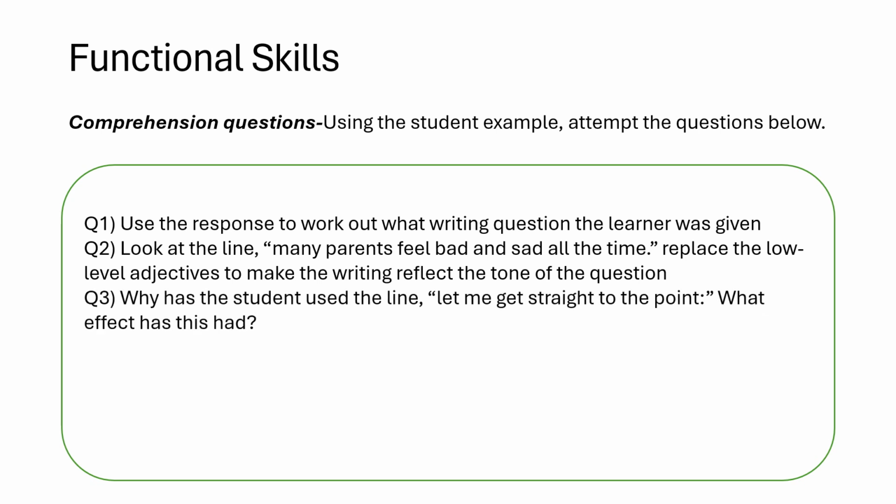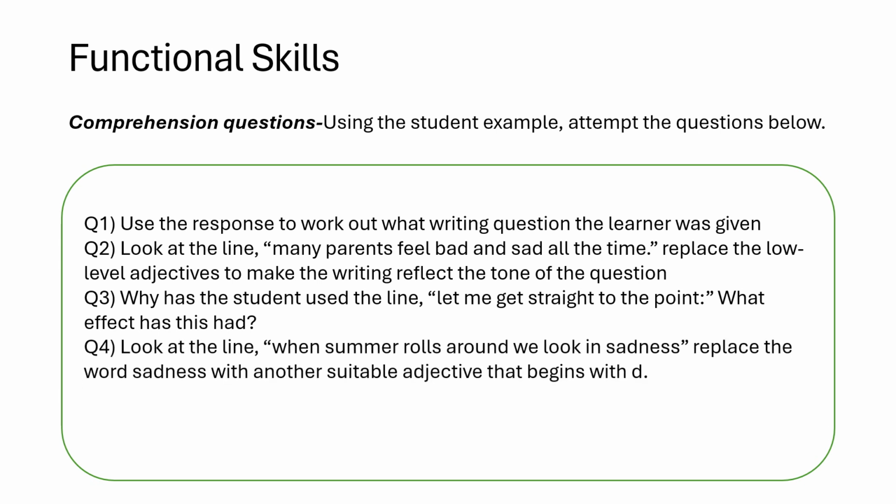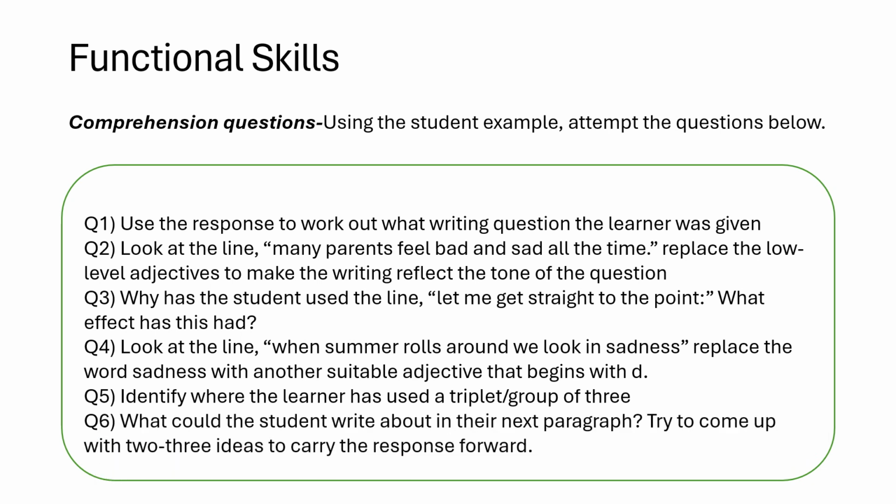Number 3, why does the student use the line, let me get straight to the point? And what effect has this had when we read it? Number 4, look at the line, when summer rolls around, we look in sadness. Replace the word sadness with another suitable adjective that begins with the letter D. Number 5, identify where the learner has used a triplet or a group of 3. And our final question, number 6, what could the student write about in the next paragraph? Try and come up with 2 to 3 ideas to carry the response forward.